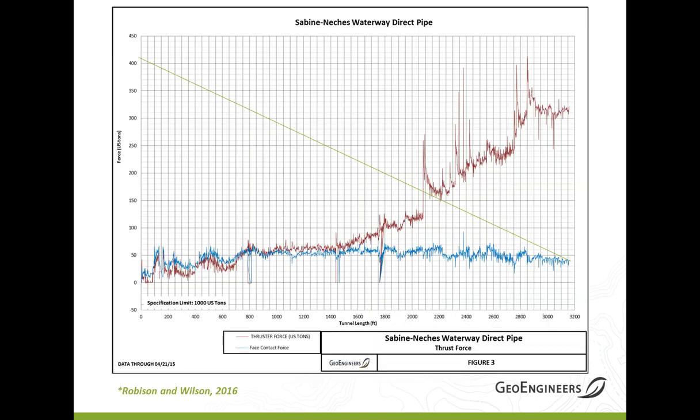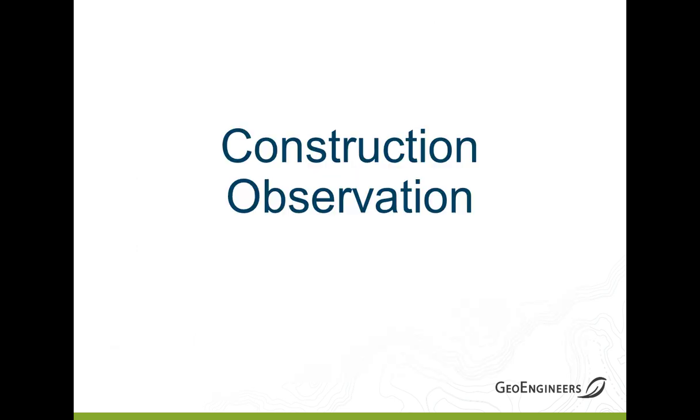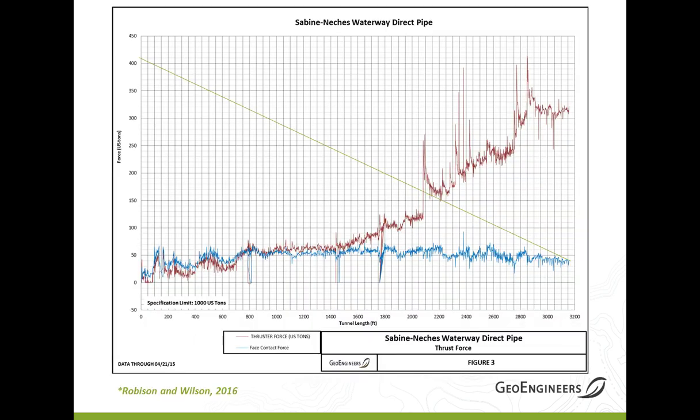Okay, so a little bit on construction. And this is sort of from an engineering quality assurance documentation perspective. There's kinds of things that we typically, the data we collect and process during construction. This is the Sabine-Neches project that we mentioned a couple times. The red is the thrust force that was measured, and the blue is how much of that thrust force is at the face pressure. So I think that's interesting also. Sorry.